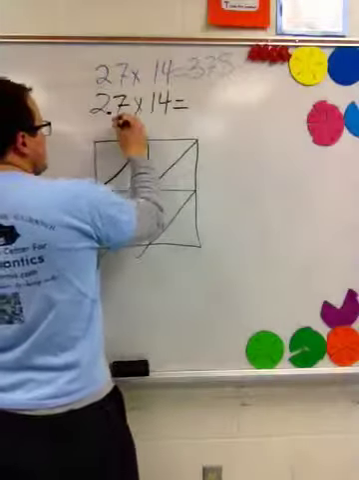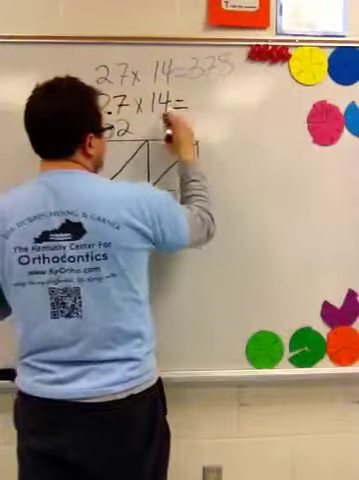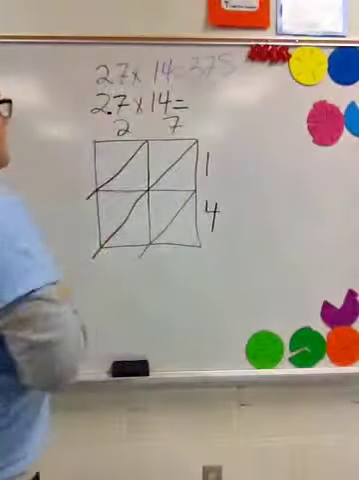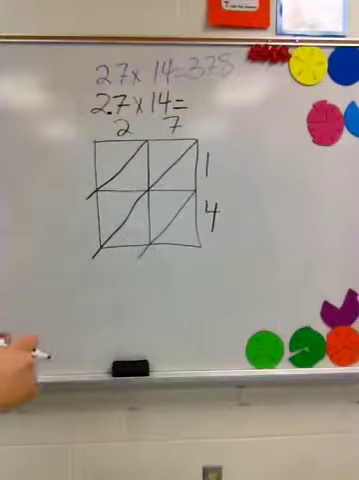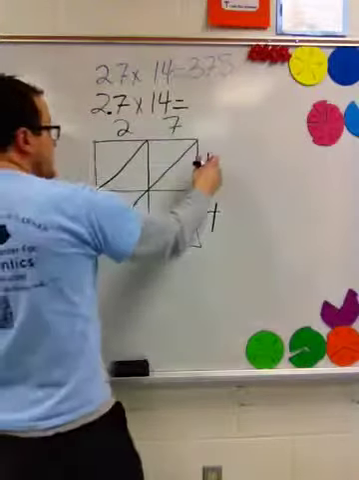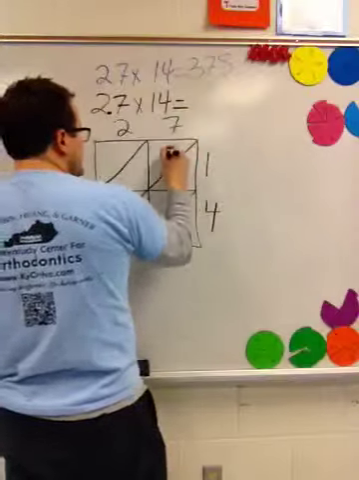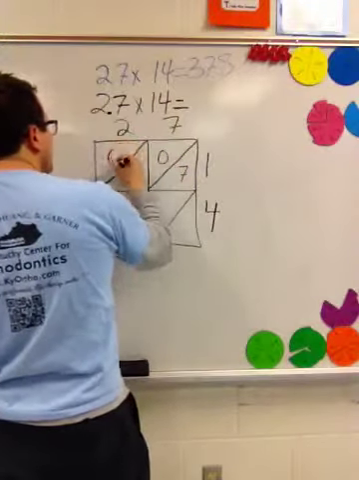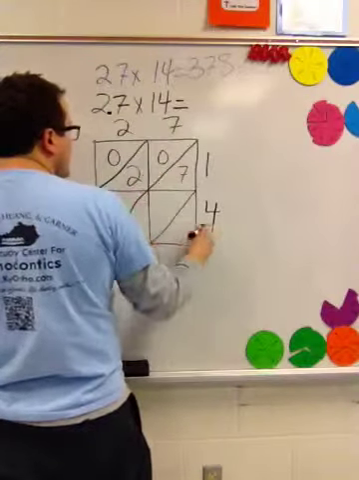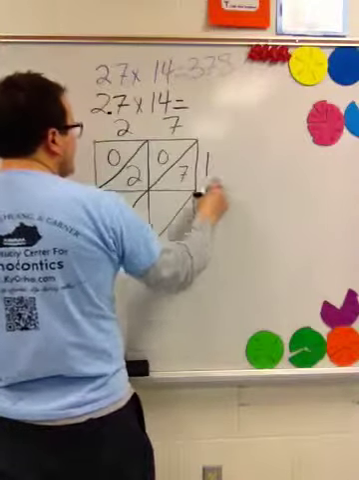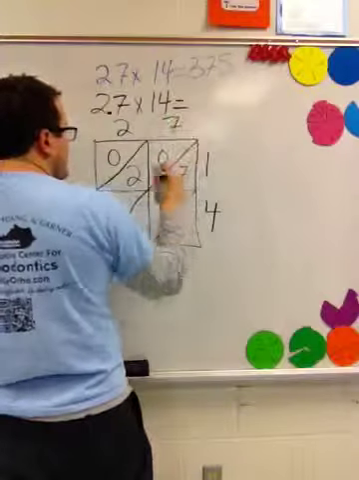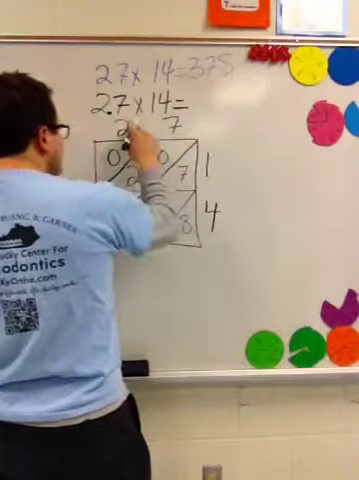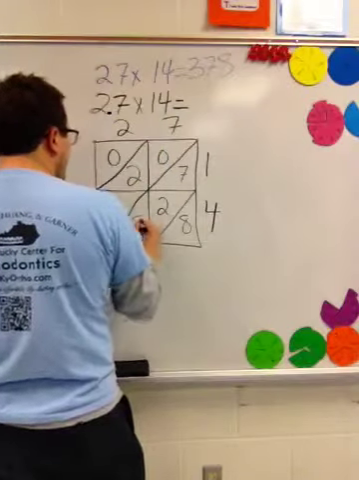So I'm still going to plug in 27 times 14 here, because like I said, we're not worrying about the decimal place. Okay? And then 1 times 7 is going to be 7. 1 times 2 is going to be 2. 4 down here times 7, the product is going to be 28. And 4 times 2, the product is going to be 8. Okay?